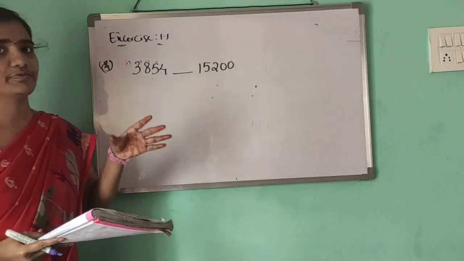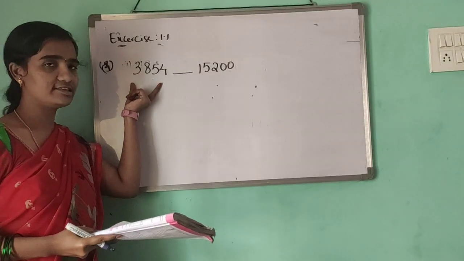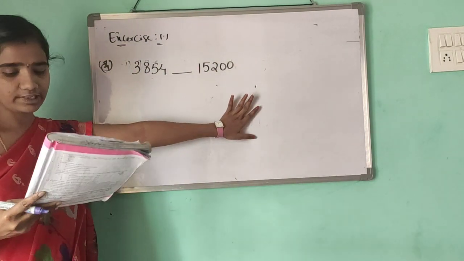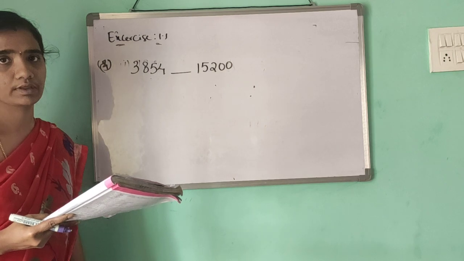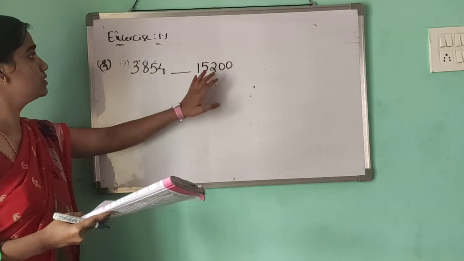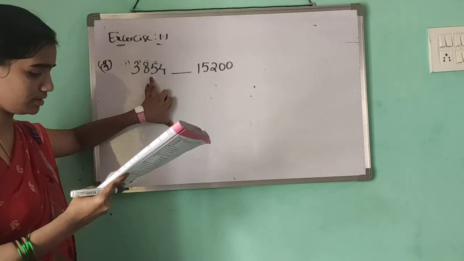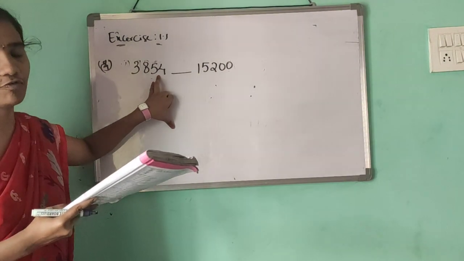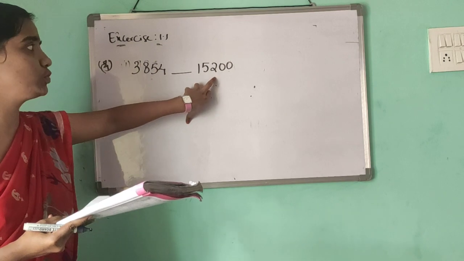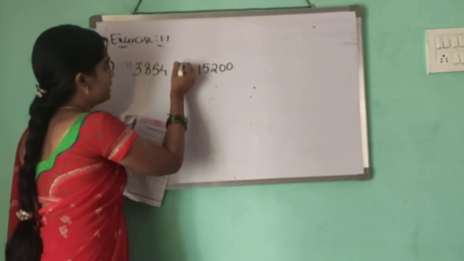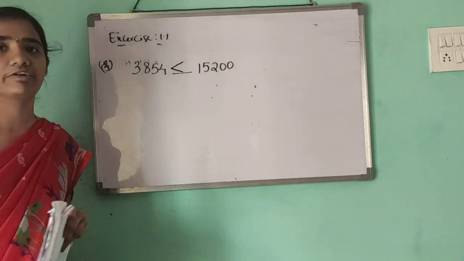Here I have to observe clearly. Here 4 digits are there, here 5 digits are there. Which is the greatest number? 3854 is the smallest number. 15200 is the greatest number. So 3854 is less than 15200.